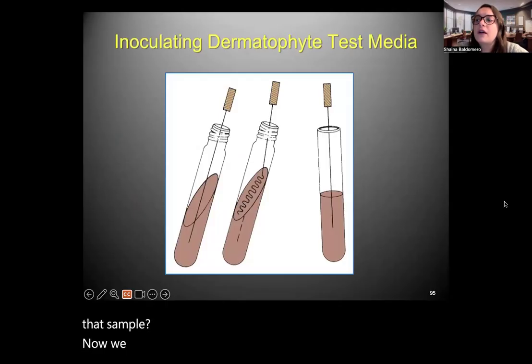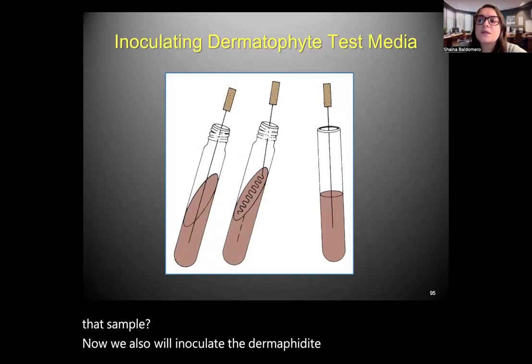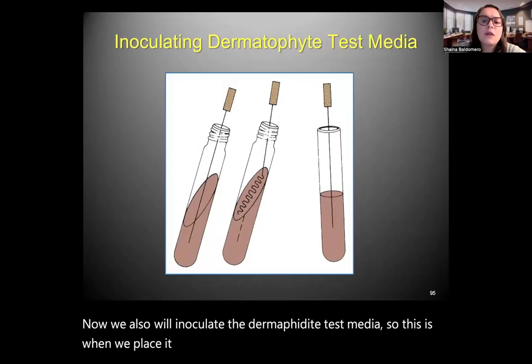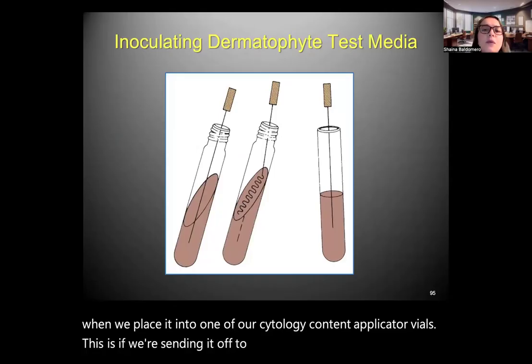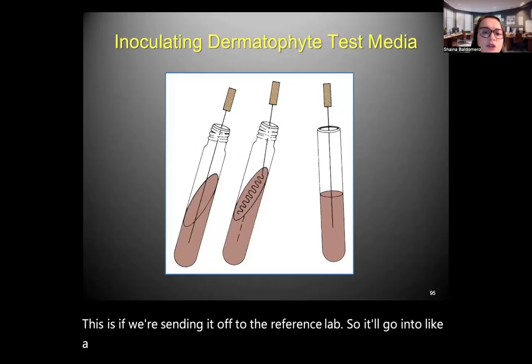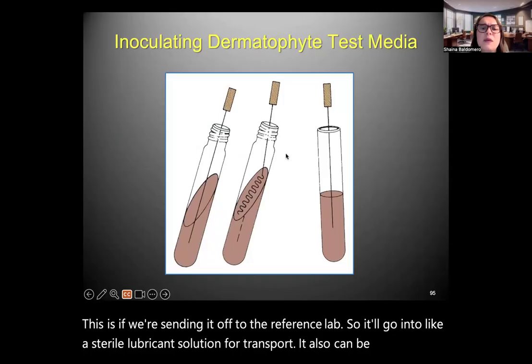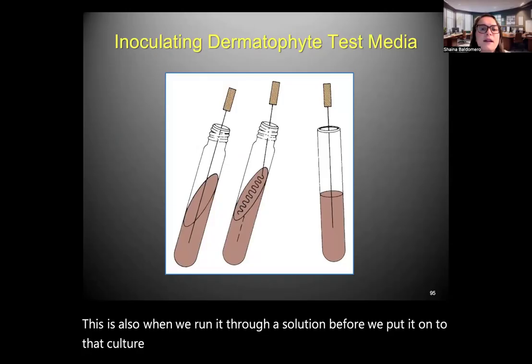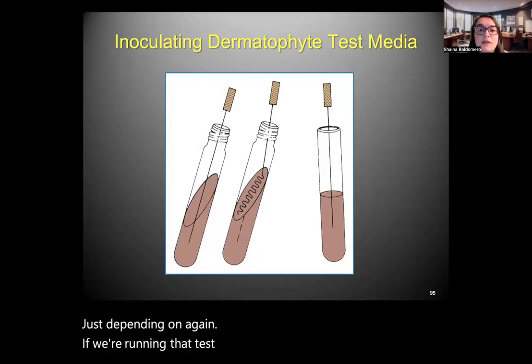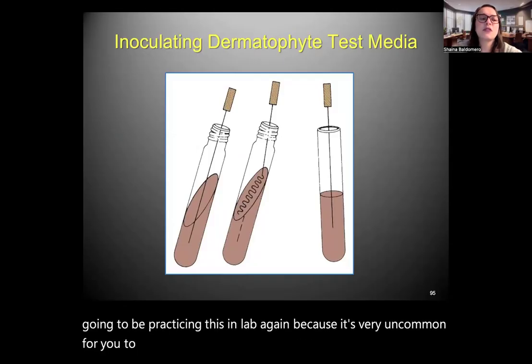Now, we also will inoculate the dermatophyte test media. This is when we place it into one of our cytology cotton-tipped applicator vials, if we're sending it off to the reference lab, so it'll go into a sterile lubricant solution for transport. It also can be inoculated. This is also when we run it through a solution before we put it onto that culture media, depending on what tests we are running. You're not going to be practicing this in lab, because it's very uncommon for you to be doing this in general practice, but still an important topic to talk about.